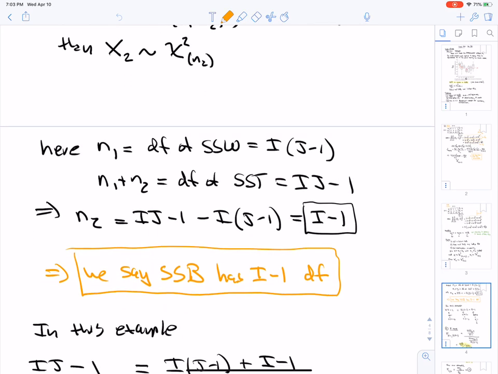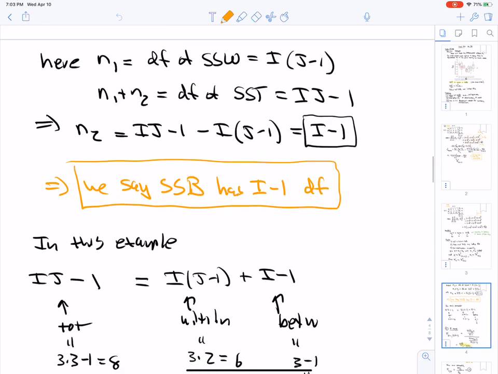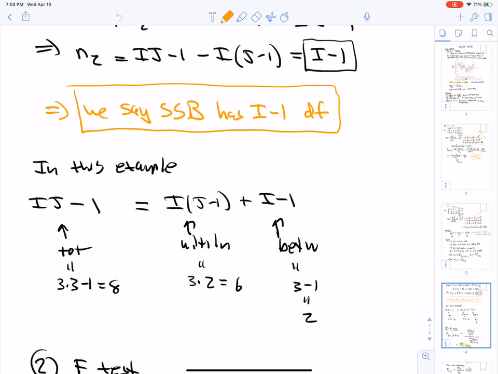So here we have n1 is the degrees of freedom of SSW, which is I(J minus 1), and n1 plus n2 is the degrees of freedom of SST, which is IJ minus 1. And so n2 then is the difference of these, which is just I minus 1. So we say that SSB has I minus 1 degrees of freedom, or is a chi-squared with I minus 1 degrees of freedom. So in this example, you can see the equality of the degrees of freedom as well.